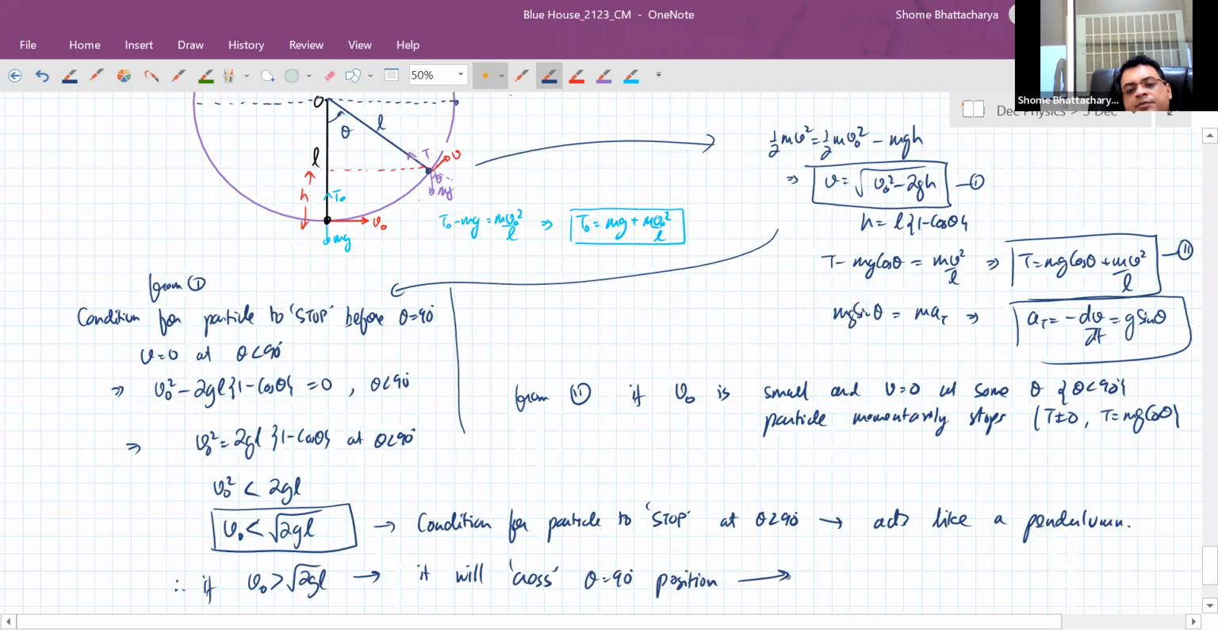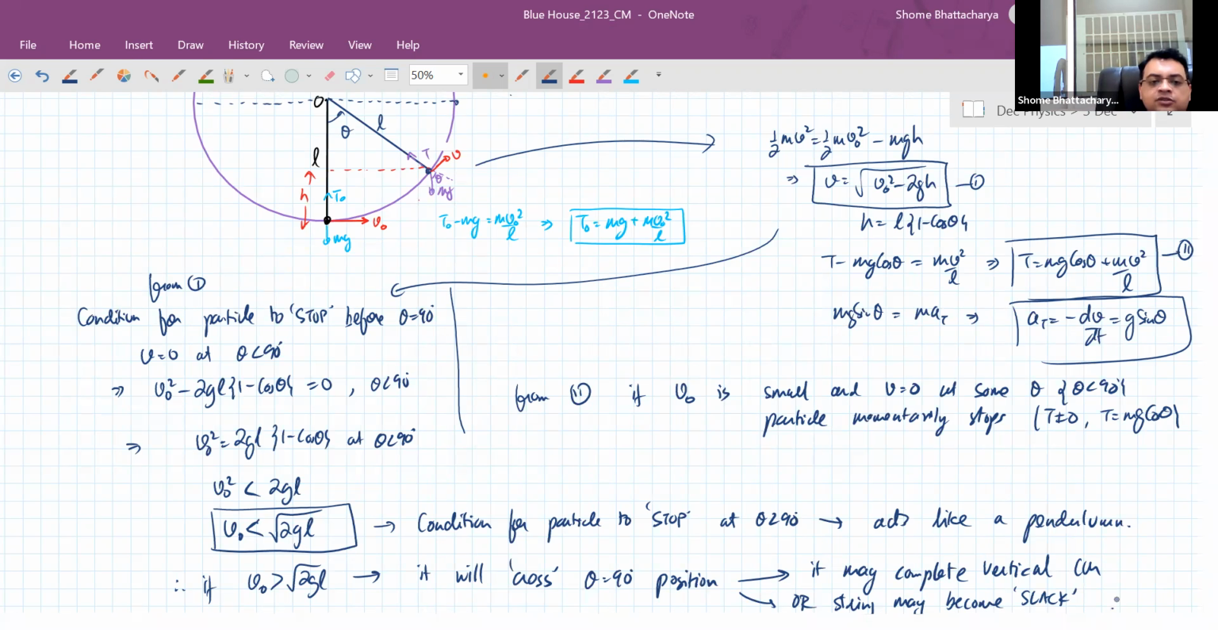And from there on, what might happen is it may complete the vertical circular motion. Or on the other hand, the string may become slack and it's not able to complete vertical circular motion. So again, one of two possibilities occurs, and which one of the two occurs again depends on the value of V naught, that how much greater than root 2gl it is.